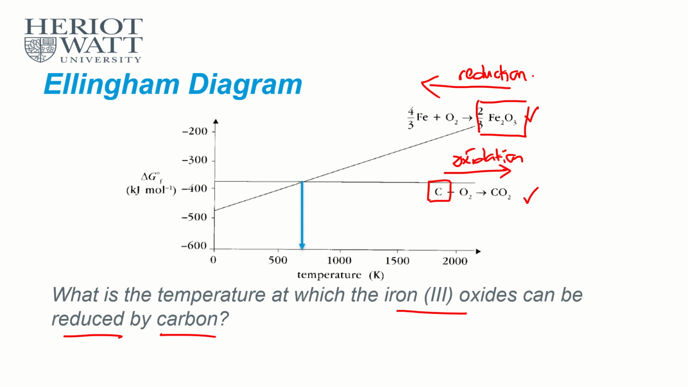Then we have to check the Gibbs free energy at the intersection point, which is 0. So this is the intersection, and at this point the Gibbs free energy equals 0, and we check what the temperature here is. The temperature here is 600 Kelvin. That's not the answer yet, because 600 Kelvin is just at equilibrium. The reaction is just at equilibrium.